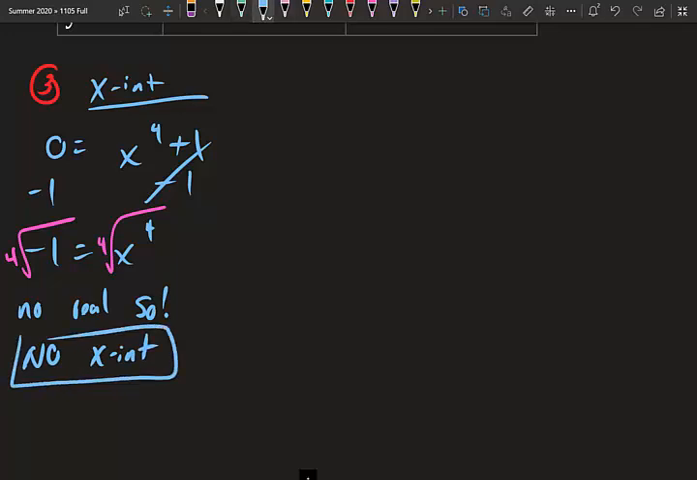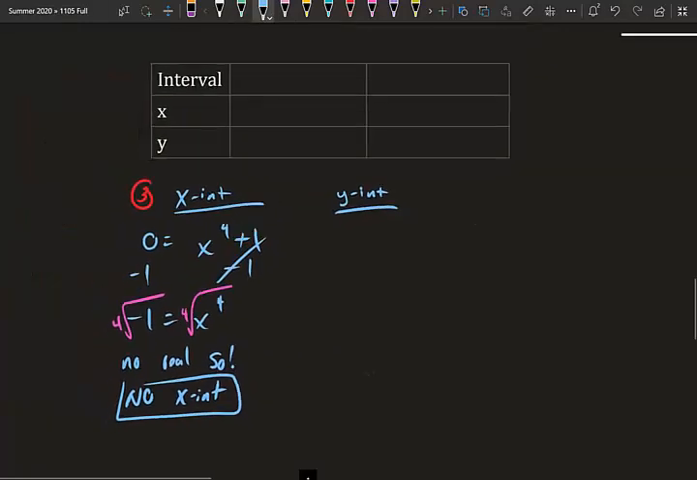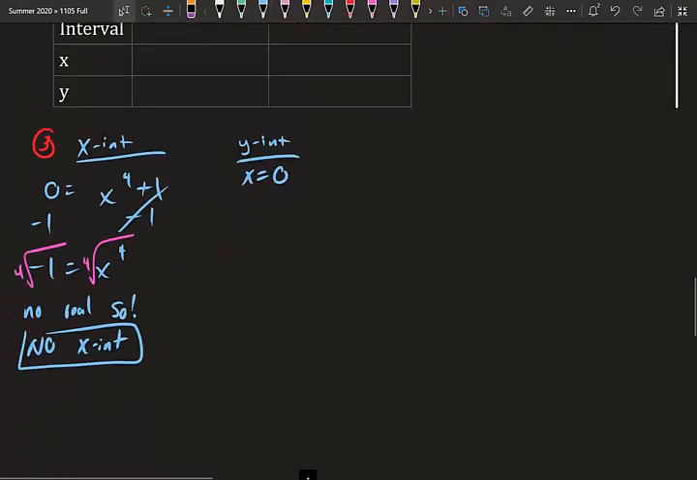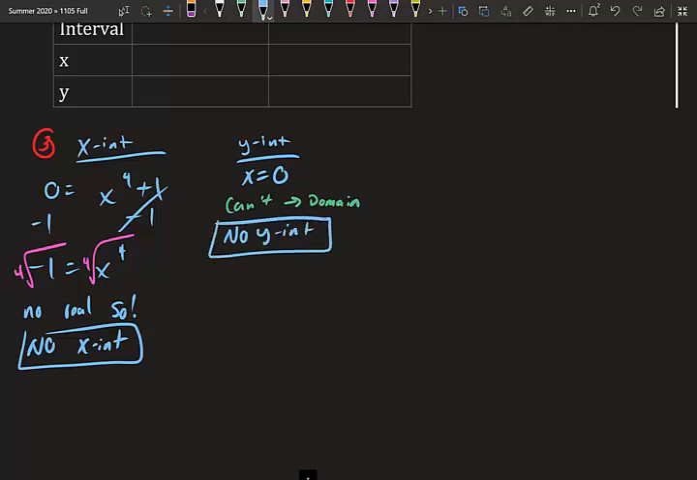Now let's do our y-intercept. Just going to do it in the same color. So our y-intercept, we need to make x equals 0. We can't though, the domain. So you can't. Why? Because the domain. So there is no y-intercept. So we have no intercepts. Take that in for a second. We have no intercepts. How are we going to graph this? We can do this. We're going to graph it.